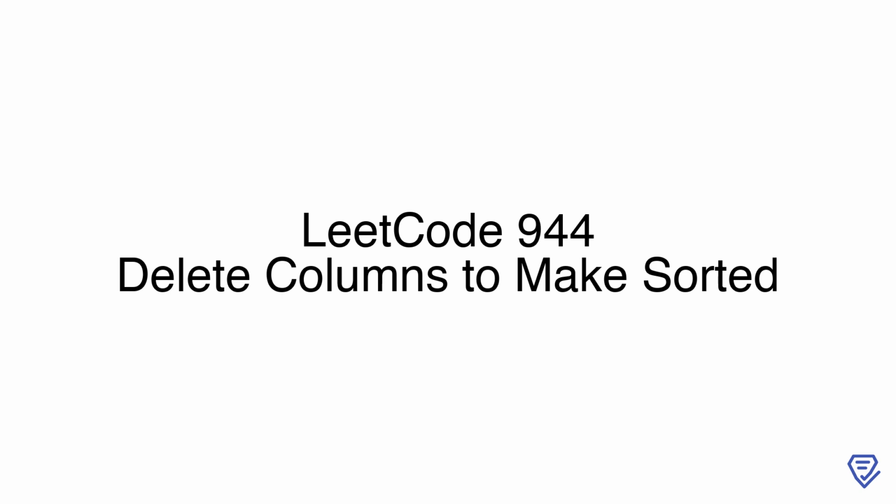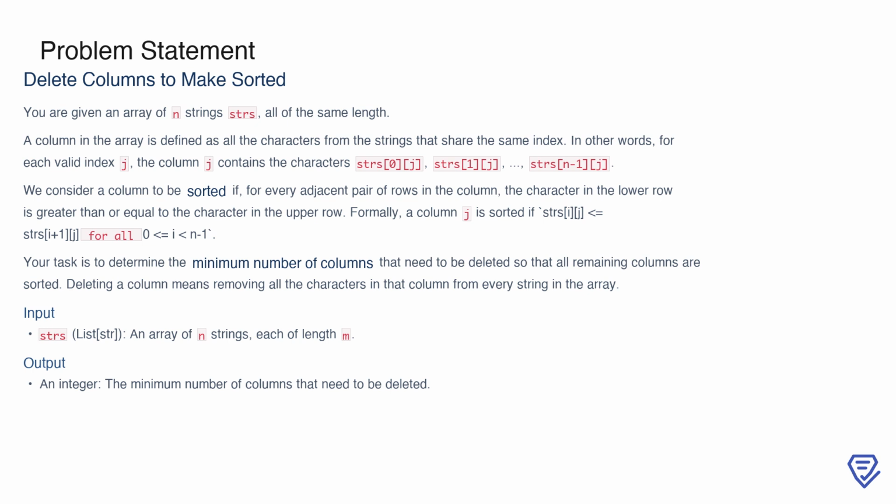Let's dive in. In this problem, you're given an array of strings, where all the strings have the same length. Each column in the array is formed by taking the characters at the same index from each string. For example, the first column consists of the first characters of all the strings, the second column consists of their second characters, and so on.